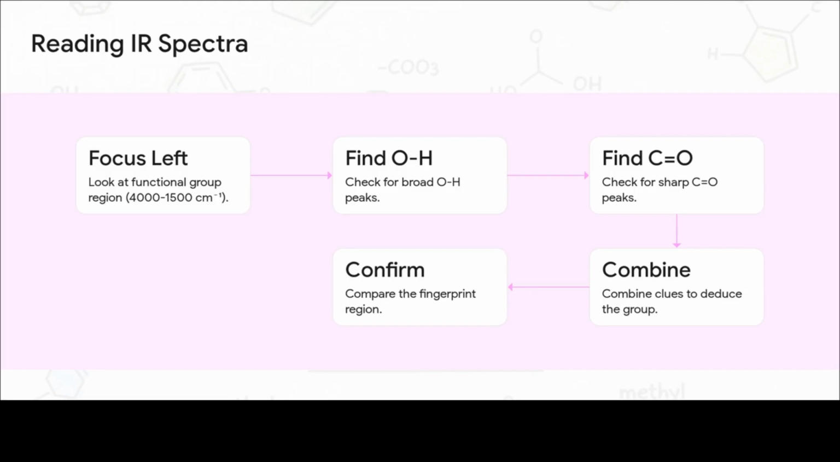Step 2, hunt for a broad OH. Step 3, hunt for a sharp C=O between 1680 and 1750. Step 4, combine your clues. If you've got both, bingo, it's a carboxylic acid.